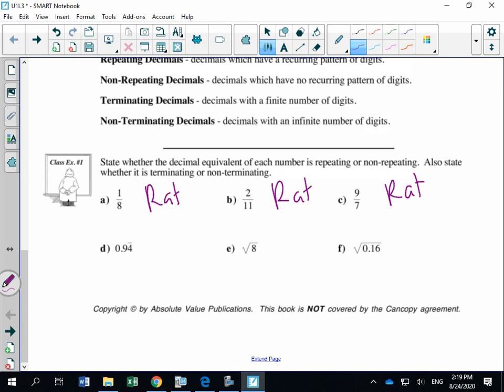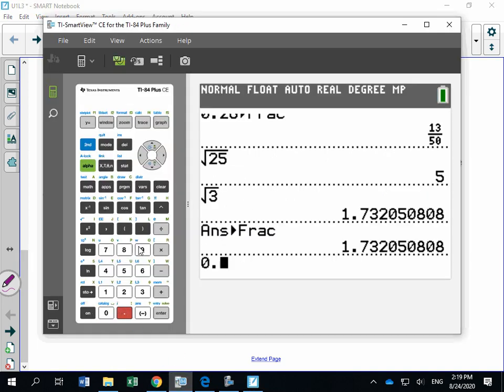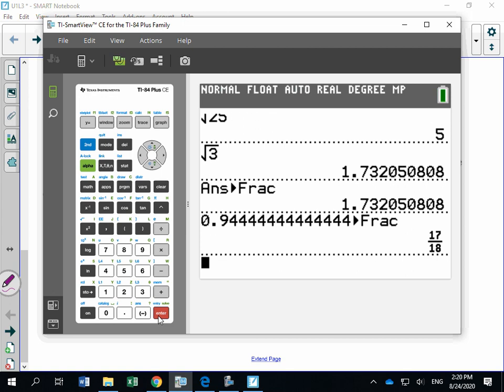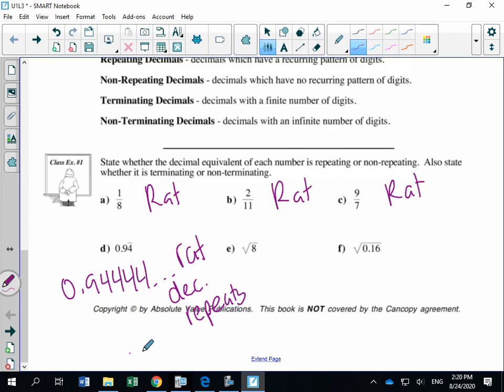This guy I know is rational as well because this is 0.94444. It repeats. So this guy is rational. Write down decimal repeats. And let's check what this is as a fraction. So take out your calculators. 0.9, enter a whole bunch of 4s. Math, 1 fraction, and you get 17 over 18. So look at that. All fractions are rational.